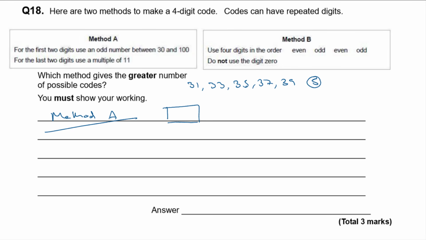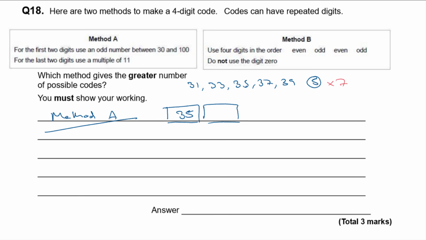So if I take that 5 in each block of 10, and then I've got the 30s, the 40s, the 50s, the 60s, the 70s, the 80s, the 90s, so that's 7 spans of 10. So if I times that by 7, I'm going to have 5 times 7. I'm going to have 35 different possible odd numbers between 30 and 100 then, aren't I? Okay, so I've got 35 choices for those first two digits, and for the last two digits I've got a multiple of 11.